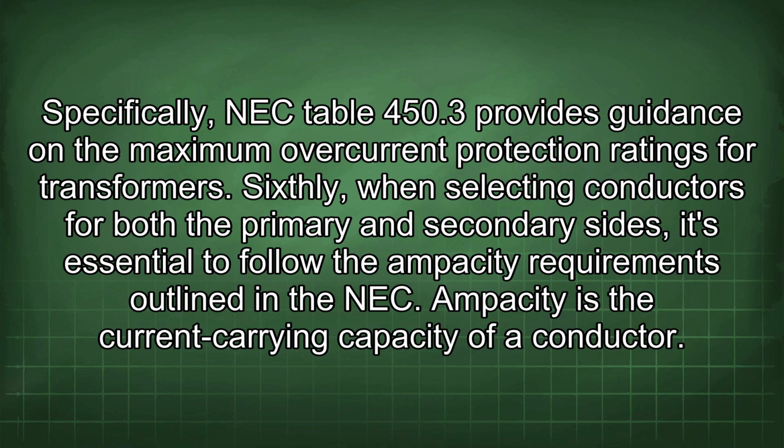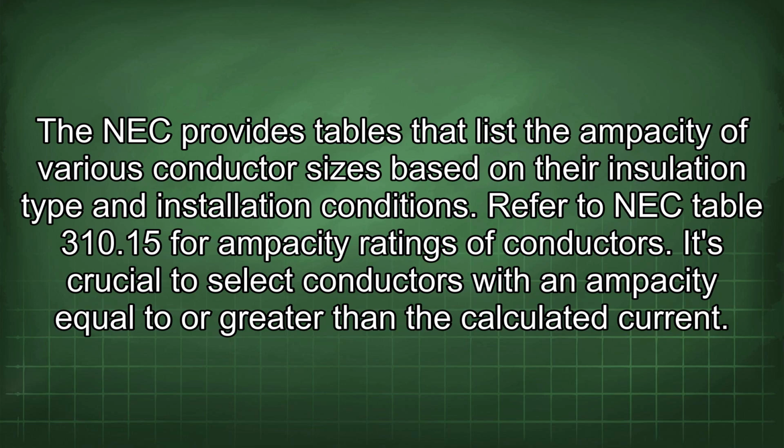Sixthly, when selecting conductors for both the primary and secondary sides, it's essential to follow the ampacity requirements outlined in the NEC. Ampacity is the current carrying capacity of a conductor. The NEC provides tables that list the ampacity of various conductor sizes based on their insulation type and installation conditions. Refer to NEC Table 310.15 for ampacity ratings of conductors. It's crucial to select conductors with an ampacity equal to or greater than the calculated current.